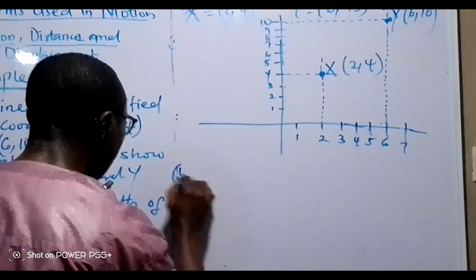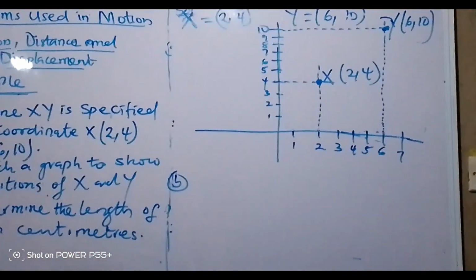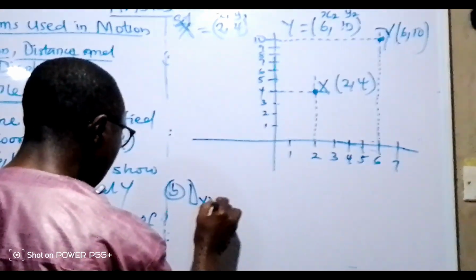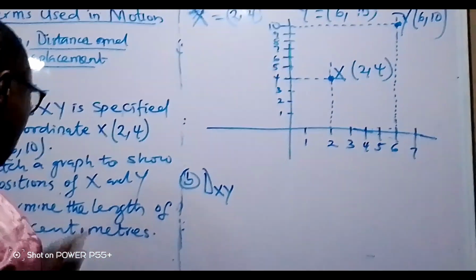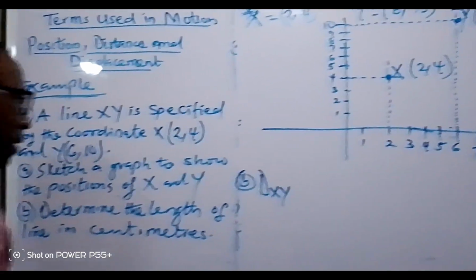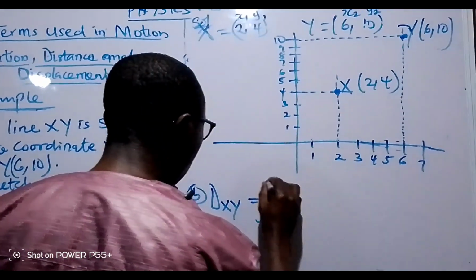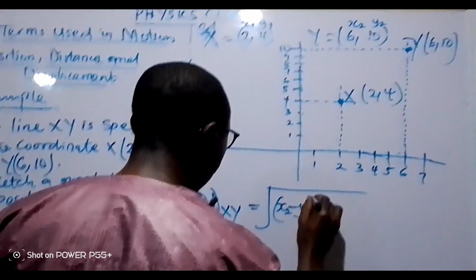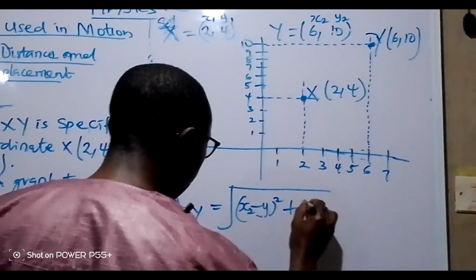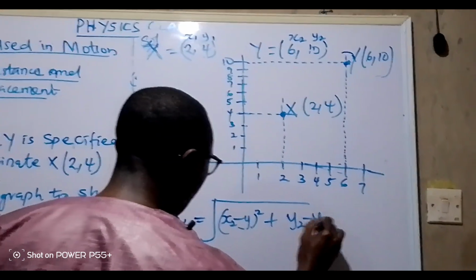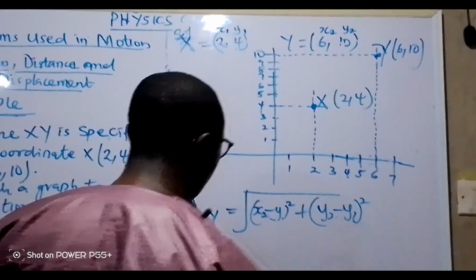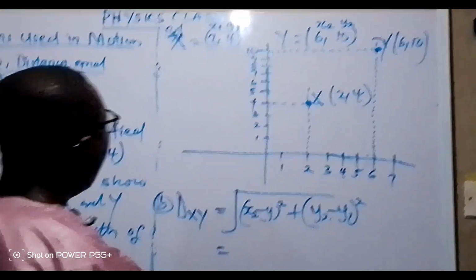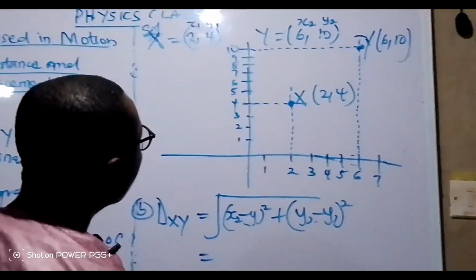B, our coordinates are also two-dimensional. So you can now say the distance SY, according to the question, to determine the length SY, will be equal to the square root of (x2 minus x1) square plus (y2 minus y1) square. It has been specified. So our x2, according to what we have from the board, is 6.